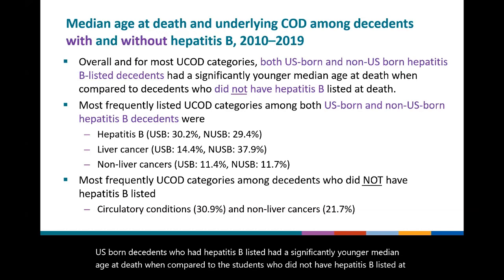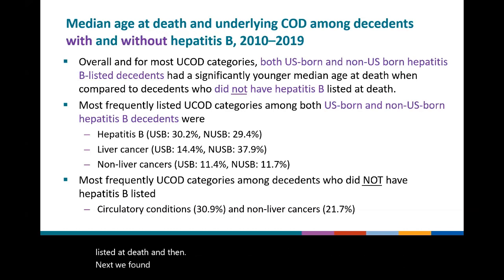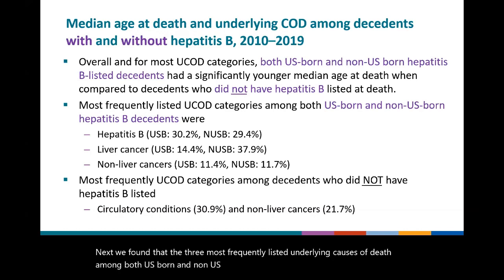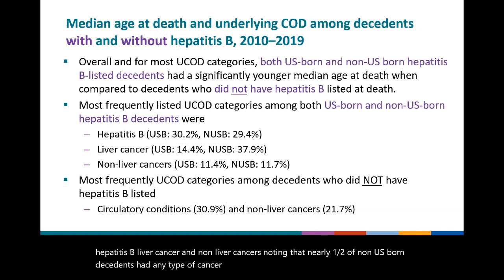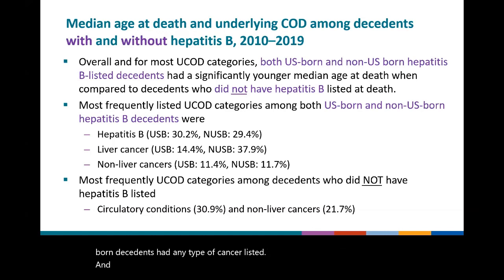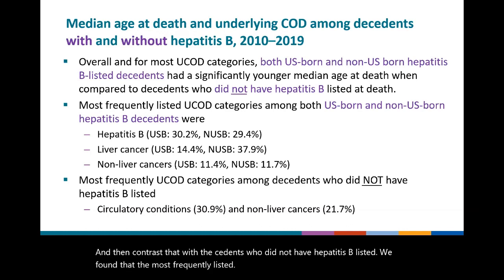And then next, we found that the 3 most frequently listed underlying causes of death among both US-born and non-US-born decedents with hepatitis B listed were hepatitis B, liver cancer, and non-liver cancers, noting that nearly 1/2 of non-US-born decedents had any type of cancer listed. And then contrast that with decedents who did not have hepatitis B listed, we found that the most frequently listed underlying causes of death were circulatory conditions and non-liver cancers.